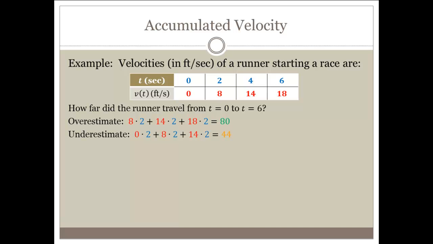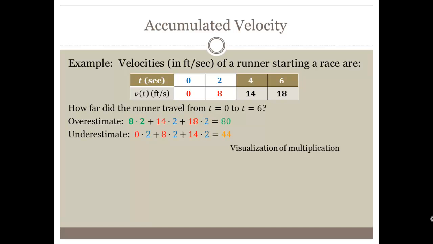On the other hand, for our underestimate, we estimated that the runner traveled 0 feet in the first 2 seconds, 16 feet in the next 2 seconds, and 28 feet in the last 2 seconds for a total of 44 feet. Let's now break down these calculations and look at them graphically.